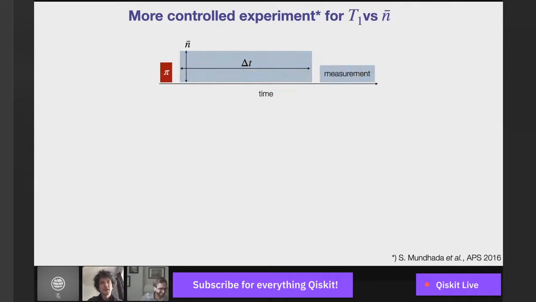Yeah. Thank you. So in a more controlled experiment, actually in Michel Devoré's group at Yale, which was shown at the APS March meeting by Shantanu Mundada, you can actually do a little more to characterize this problem. So after you've done the pi pulse and while you're waiting for the qubit to relax, you're actually filling the cavity with a given n bar. So you're making sure that while the qubit is relaxing, there's an n bar steady state population in the cavity. And you can do so because the relaxation rate of the cavity compared to the relaxation rate of the qubit is much, much faster. So the cavity will really relax to its steady state population very soon while the qubit is decaying.